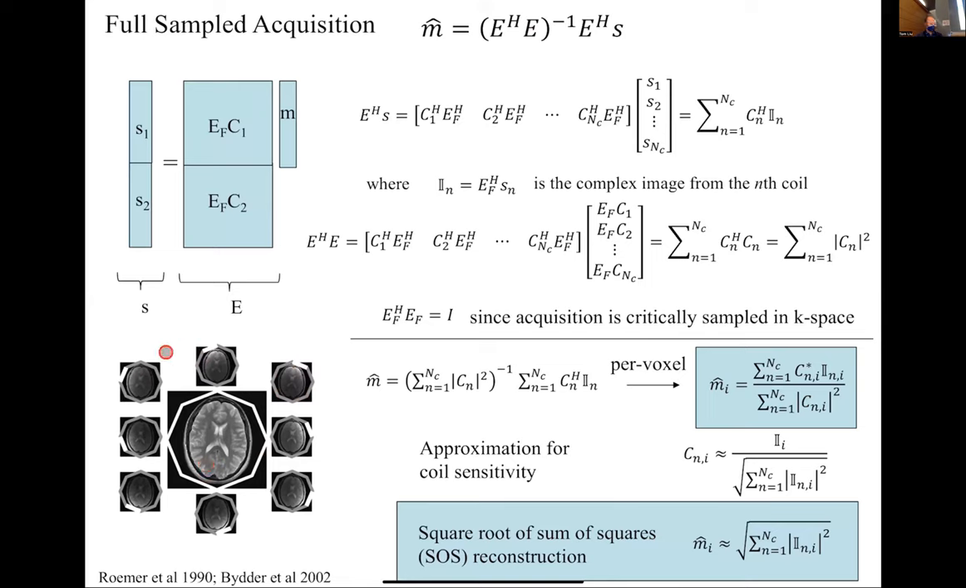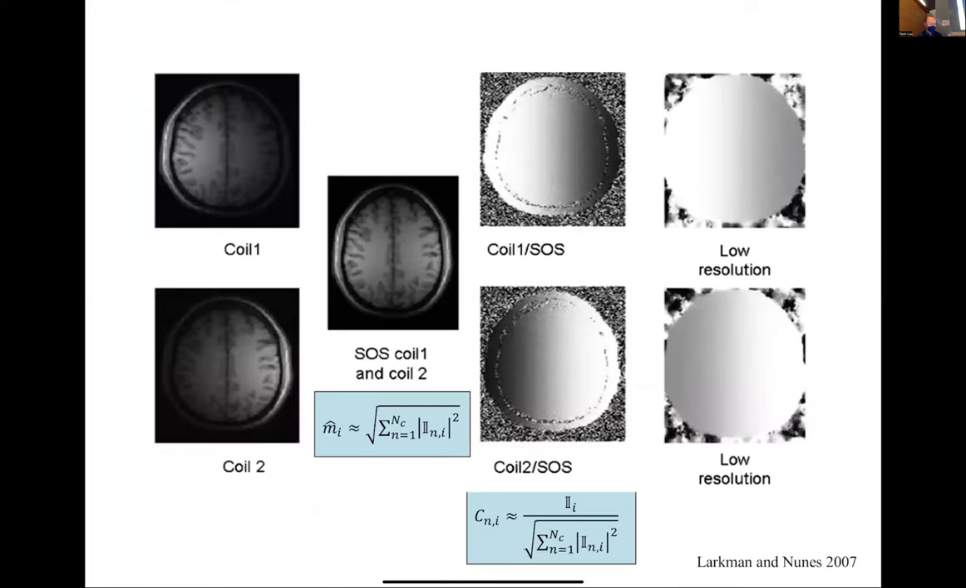So from this linear algebraic approach and a nice approximation for coil sensitivity, the answer is just, if you have too much data, reconstruct each coil, square it, add them all together, and then take the square root of the sum of the squares. That's what people do. If you look on an MRI system, you can often see a sum of squares reconstruction, and that's what it's doing.